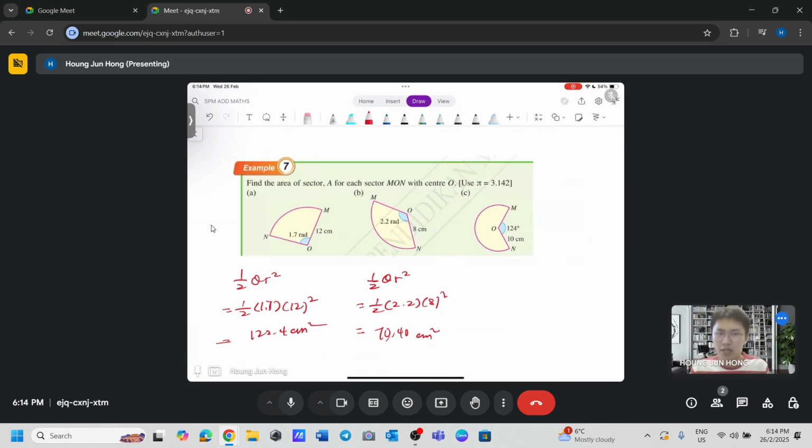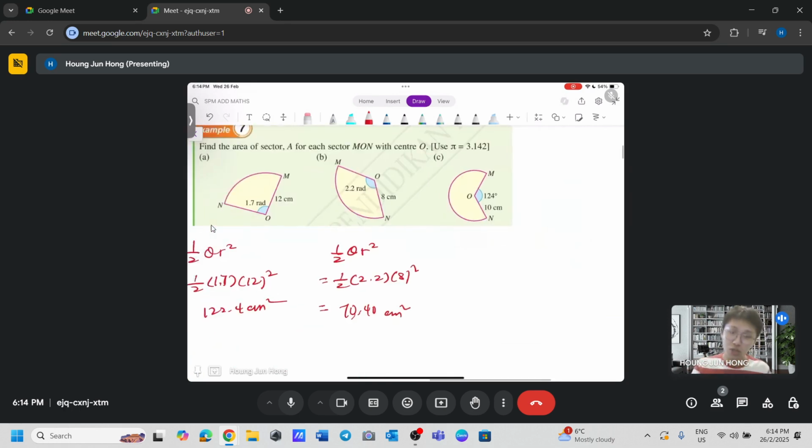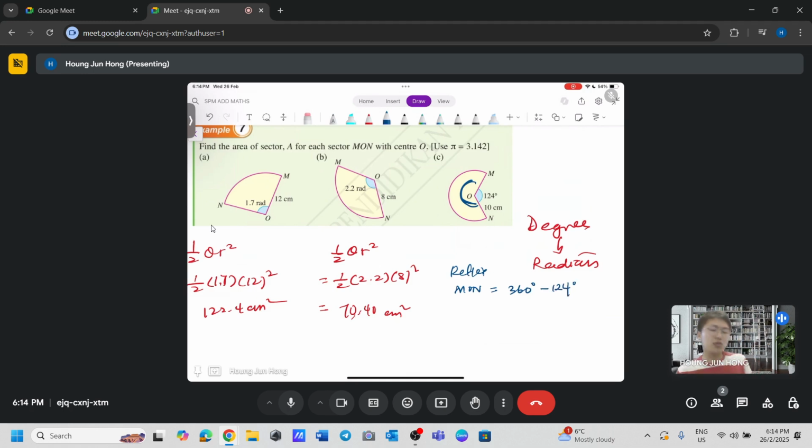The last one may be a bit hard, but again, don't worry. Whenever you are not sure, just do it in degrees first, and then convert to radians. So you can see you have to find this angle. The reflex angle of MON is going to be 360 minus 124. This is typically how you find a reflex angle.